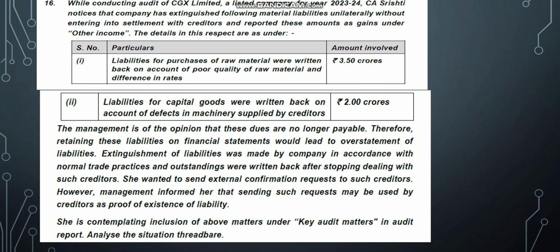She wants to send external confirmation requests, so that gives you a highlight of which relevant SA will be applicable in this context, that is SA 505. However, management informed her that sending such requests may be used by creditors as proof of existence of liability. She is contemplating inclusion of the above matters under key audit matters. So one is SA 505, then SA 701. These are the two SAs involved, and in the audit report, analyze the situation thereof in this case.